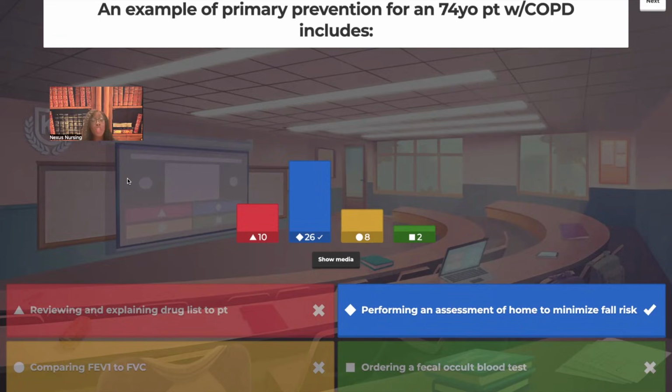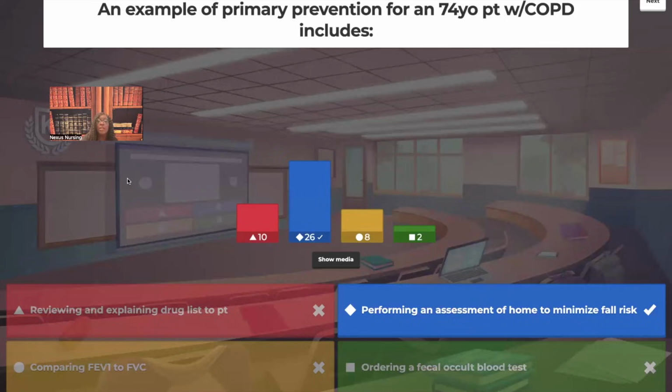And then you have tertiary preventative measures. Tertiary, they already have it. We just want to keep it from getting worse. So tertiary would be something like physical therapy, occupational therapy, speech therapy. They already have it. We just want to prevent it from getting worse. So make sure you guys know the difference.